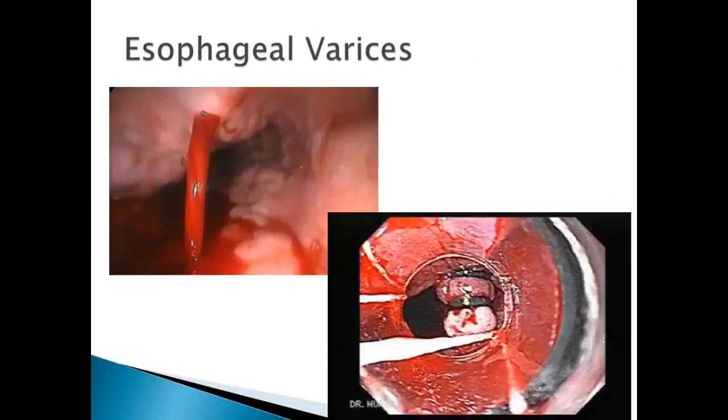Here's a picture on the left here of spurting varices. As you can see, that looks like a lot of blood. It's like a fire hose compared to what we often see. And then on the right is after we've banded it.